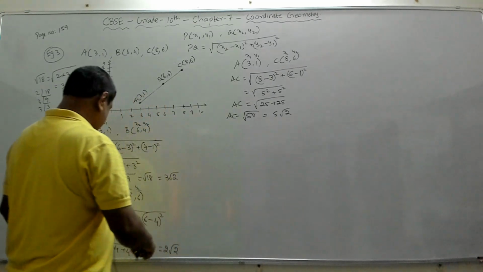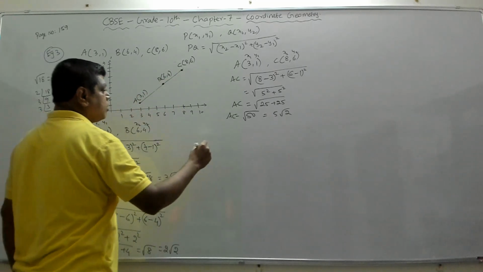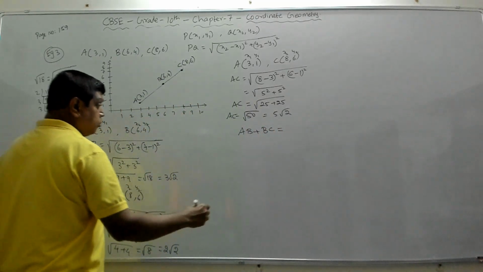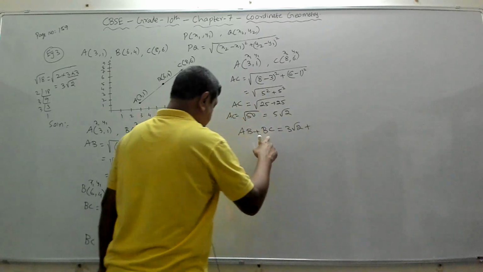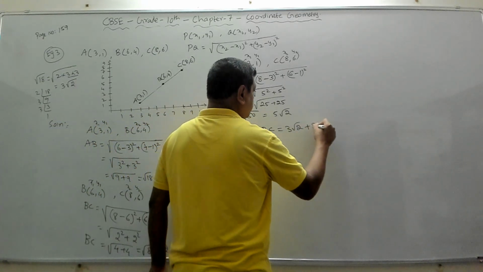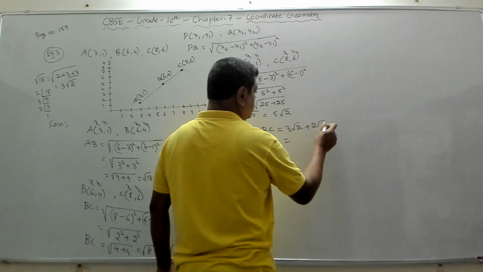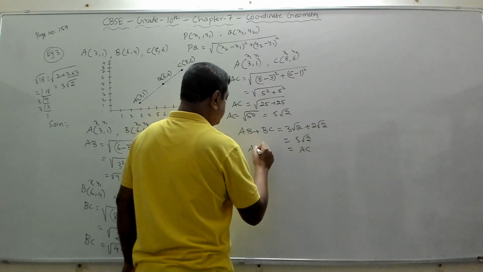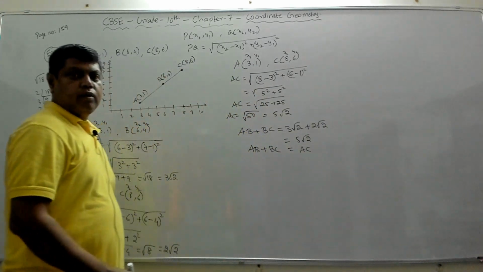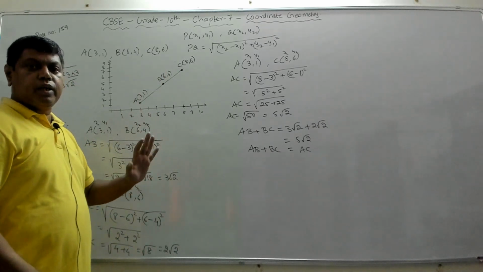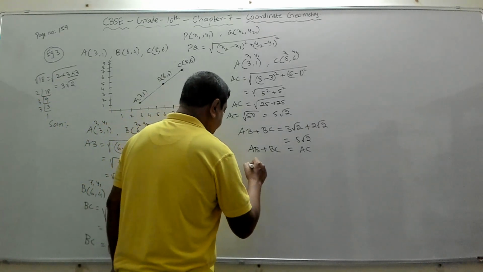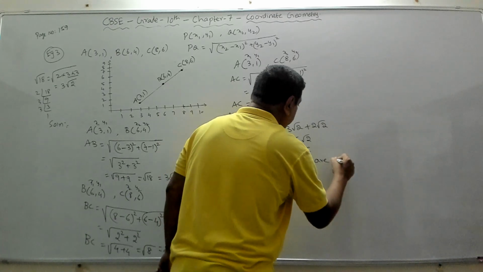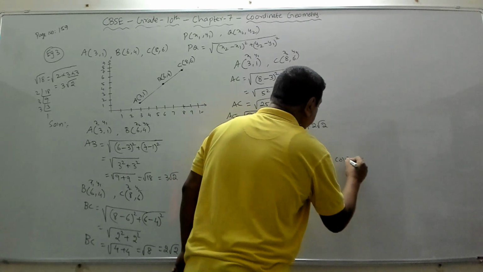Now let's check whether AB plus BC is equal to AC. What is AB plus BC? AB is 3 root 2, so 3 root 2 plus BC. BC is 2 root 2. If you add them, 3 root 2 plus 2 root 2 is 5 root 2, which is matching with AC. So that is equal to AC. So our AB plus BC is equal to AC. Therefore, the three friends are seated in a line, right? In other words, A, B and C are collinear. Collinear means they lie on the same line.